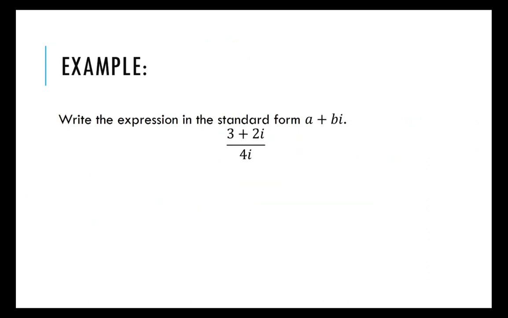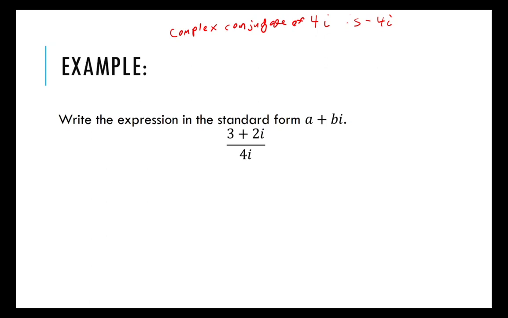Let's try it again. We have 3 plus 2i divided by 4i. Now for this one, I want to say there's a slightly faster way. If you want to multiply by the complex conjugate, which would be negative 4i, that's true. So the complex conjugate of 4i is negative 4i. And that would work perfectly fine. If you multiply by negative 4i over negative 4i, you would get the correct answer.